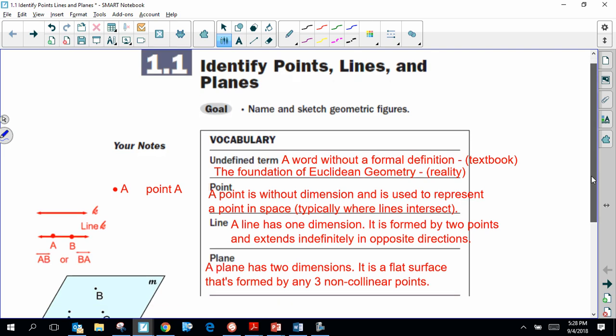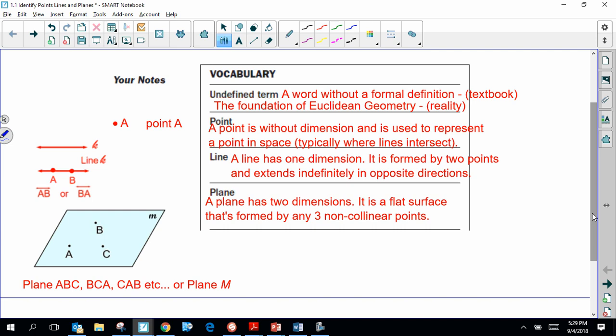Now, I have a little bit of a bone to pick with the definition that we're being provided here for what an undefined term is. The textbook says it's a word without a formal definition. Now, these three things here that we see underneath it, point, line, and plane, these are the undefined terms of Euclidean geometry.